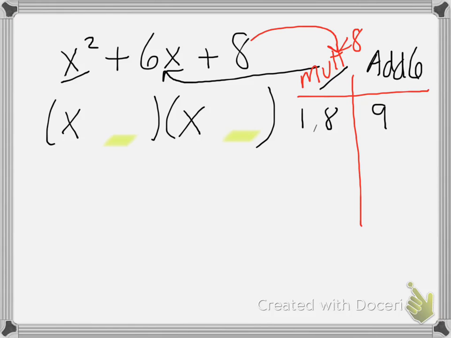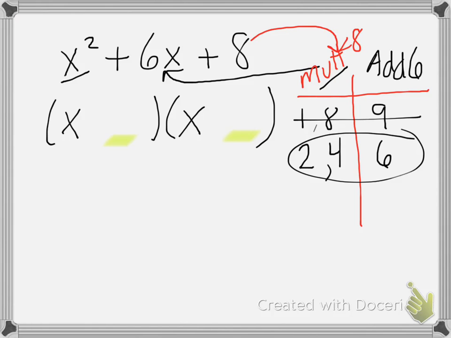And they add to 9, so that doesn't work. The factors of 8 can be 2 and 4, and those add to 6. So bingo, we found the 2 pair that work. So that means that a 2 and a 4 go in here. It doesn't matter which order you put it in, because you're going to multiply the binomials anyway. Okay? And those were positive 2's and positive 4's.